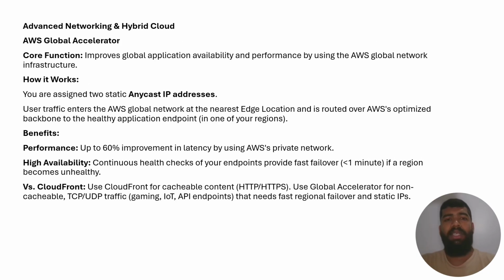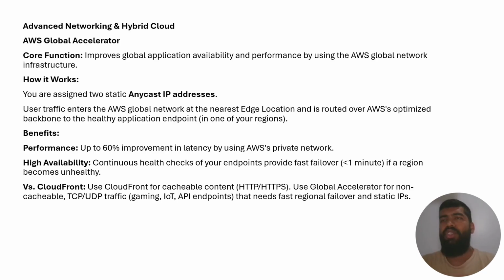But what if your application isn't just about caching static files? What if it's a real-time game, a financial trading platform, or a VoIP service where every millisecond over TCP or UDP matters? That's where we enter AWS Global Accelerator. Global Accelerator improves performance and availability for a wide range of applications.